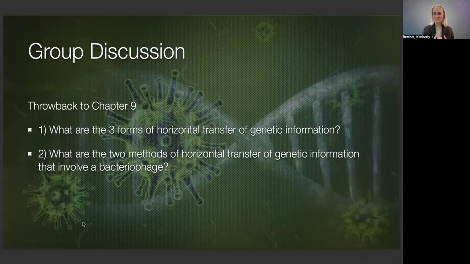Then our last one that we talked about is transduction. Transduction involves a bacteriophage. A bacteriophage, again, is the virus that infects bacteria. And we have two different ways: specialized and general forms of transduction. So those are the two methods of horizontal gene transfer of genetic information with a bacteriophage.